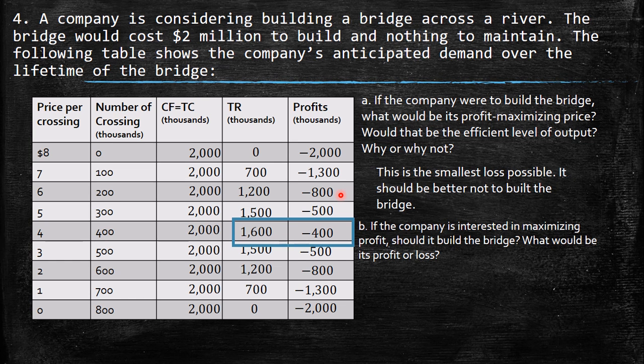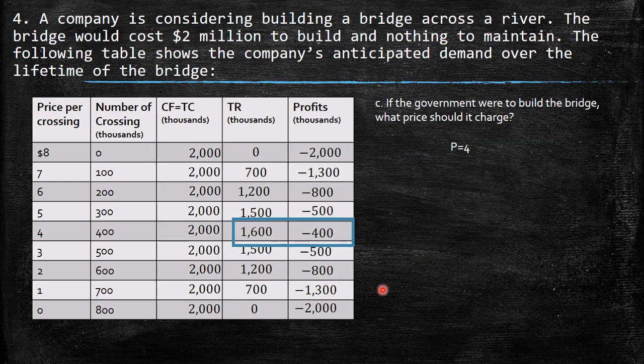B, if the company is interested in maximizing profit, should it build the bridge? What would be its profit or loss? Then again, this one is going to be the quantity produced, but maybe they should not build the bridge, because they're going to have a loss for doing that.